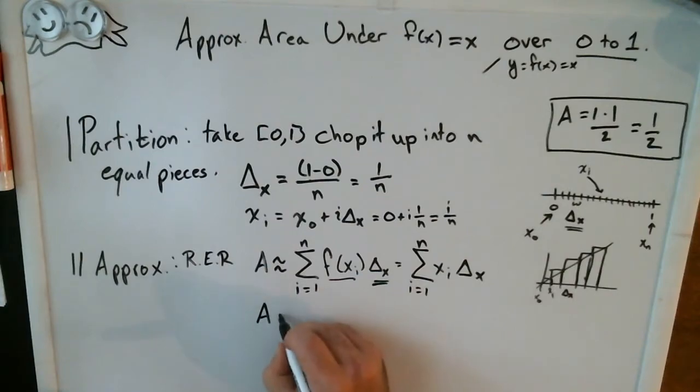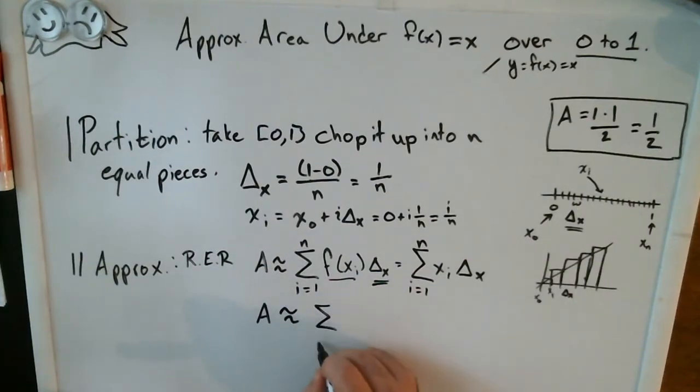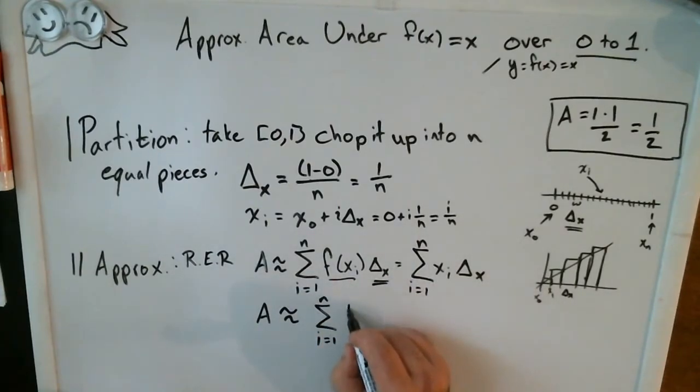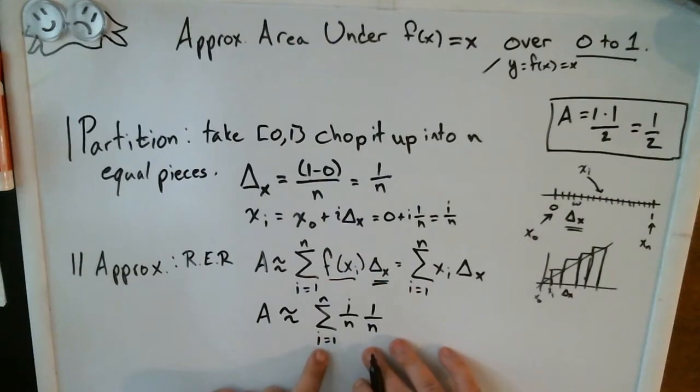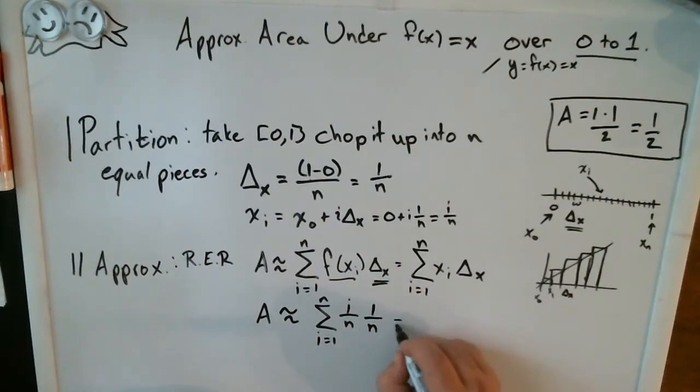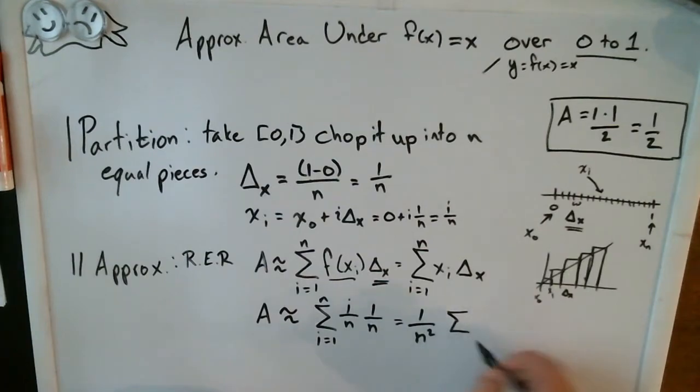So my area approximation is therefore the sum from i equals 1 to n, where xi is i over n, and delta x is 1 over n. All right, so now I have a summation, and I want to be able to solve what this thing is. Well, I'm going to pull anything that doesn't have to do with my index i out. So I have 1 over n squared times the sum from i equals 1 to n of i.